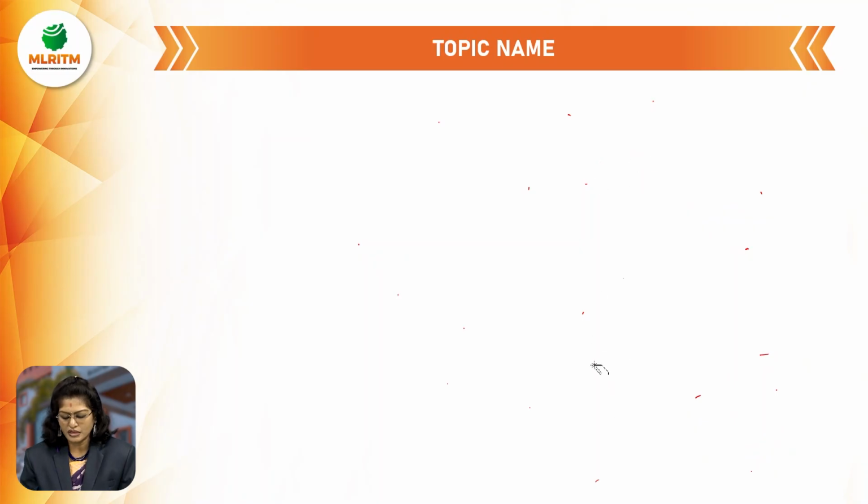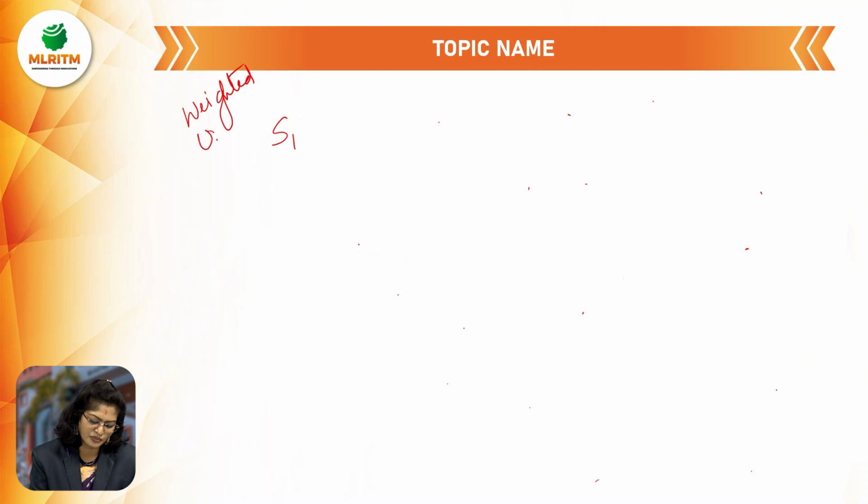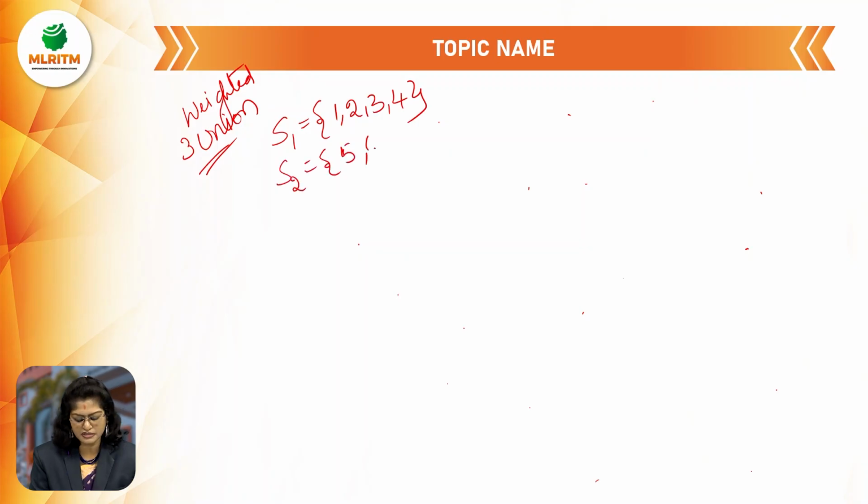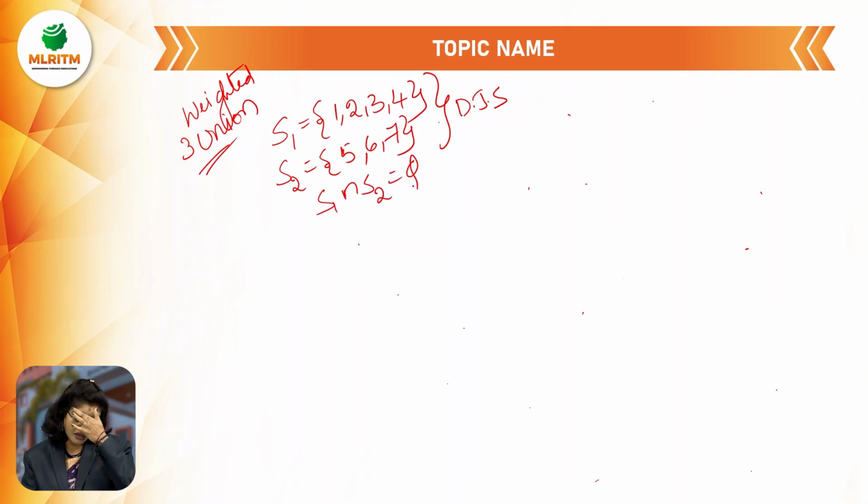Here, for the weighted union, the concept is the following. For example, S1 has 4 elements: 1, 2, 3, 4, and S2 has 3 elements: 5, 6, 7. These are disjoint sets. Now S1 intersection S2 equals phi, because we don't have any common elements.